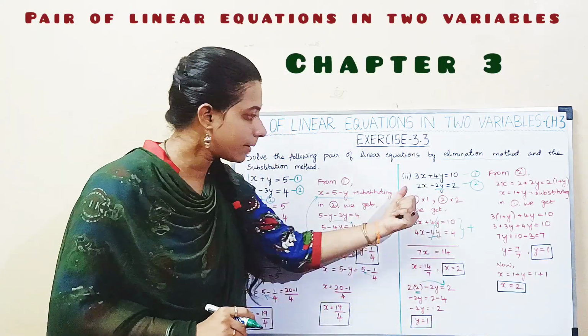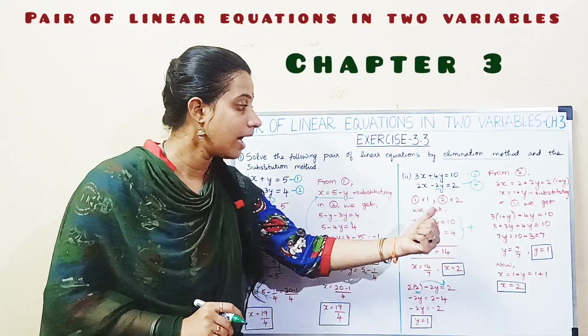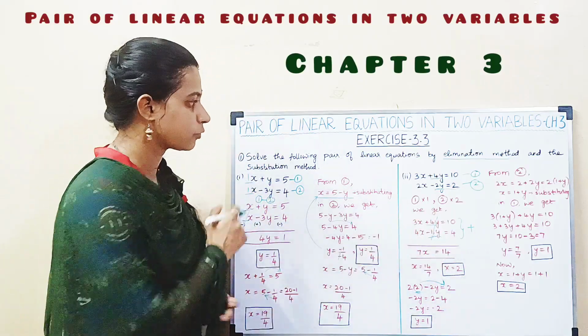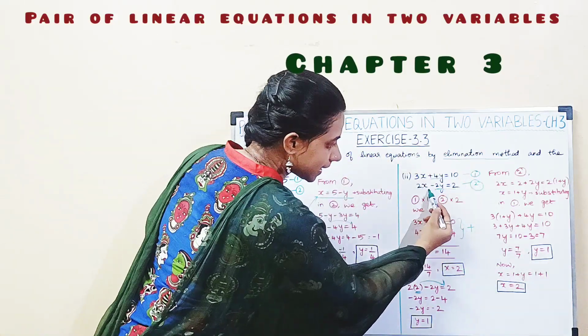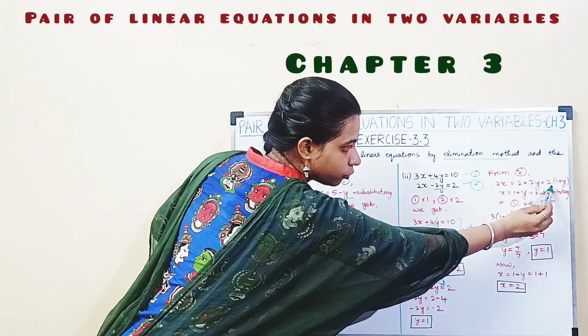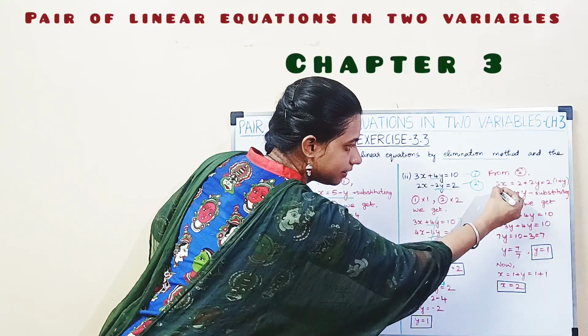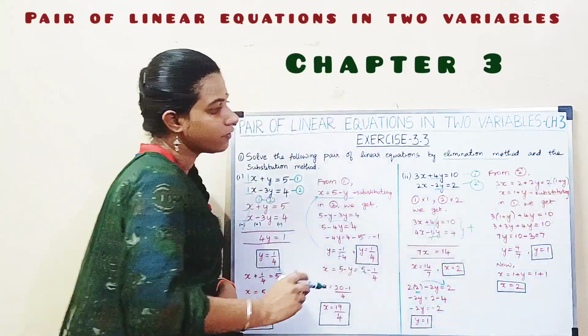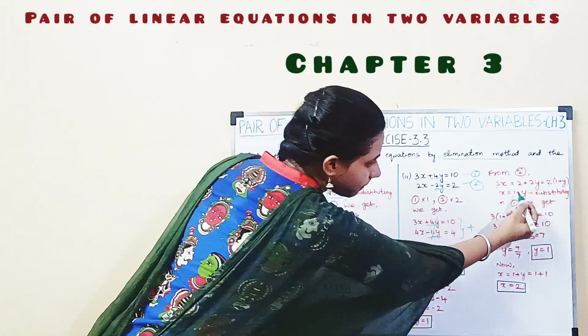Now we will solve the same equations by the substitution method and check whether we are getting the same answers. We will take the second equation. We will get 2x equal to 2 plus 2y, and we can take 2 as common and cancel it on the LHS and RHS. So we will get x equal to 1 plus y.